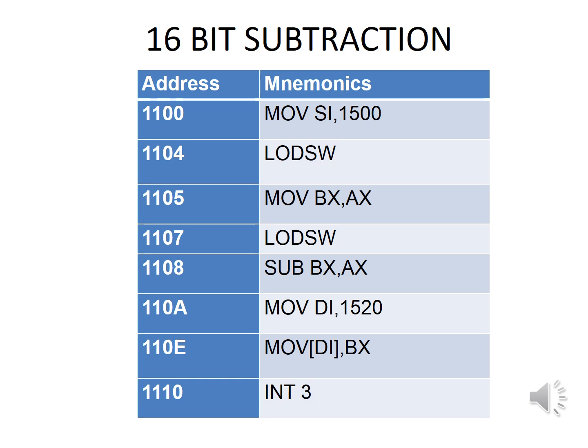Now the instruction sub BX, AX is used to subtract the AX content from the BX content. The result will be stored in the BX register. So we have to transfer it to the destination index. For the destination, we have to initialize it as 1520. So the subtracted content will be transferred to the address 1520. That's why we have to perform the 16-bit subtraction using 8086 microprocessor.